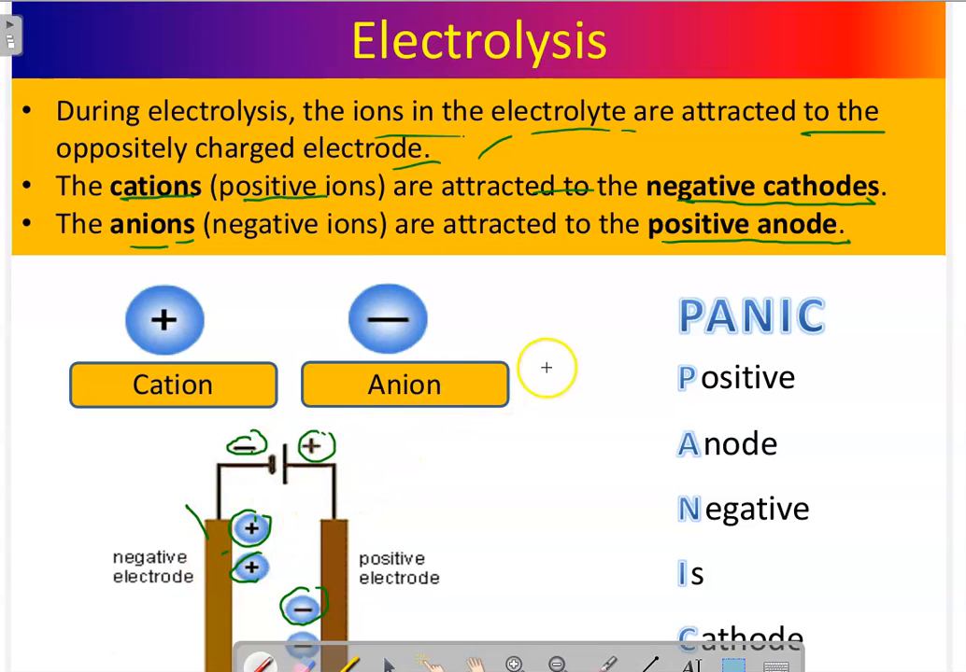Okay, again we use the acronym PANIC. Positive anode, negative is cathode. Positive ions go to cathode, negative ions go to anode.